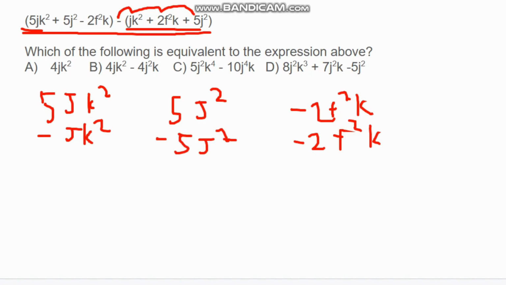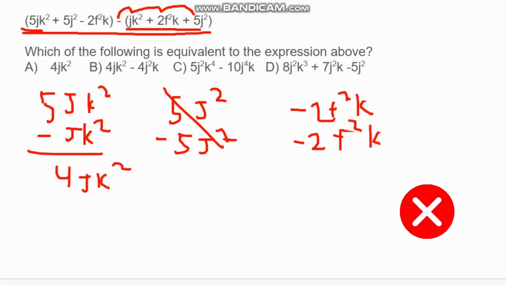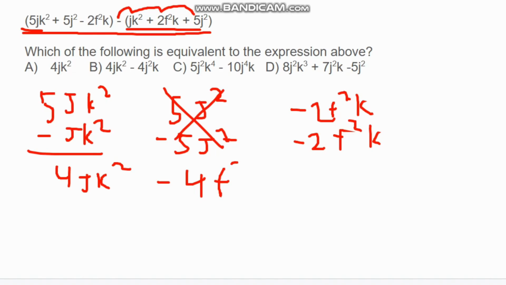Now, if you notice, all of the letters and exponents are exactly the same for each column. So it makes it a little easier to add like terms or subtract like terms. All right, so 5j squared minus j squared, jk squared, is 4jk squared. 5j squared minus 5j squared is 0, so that goes bye-bye. Negative 2f squared k and negative 2f squared k is negative 4f squared k. And that turns out to be B.